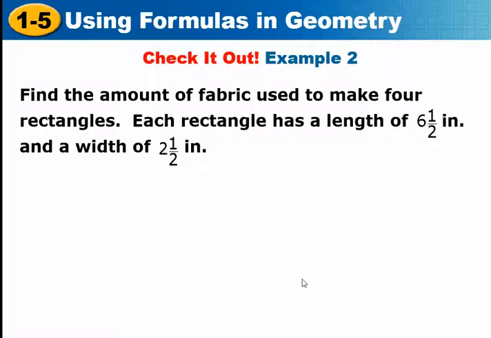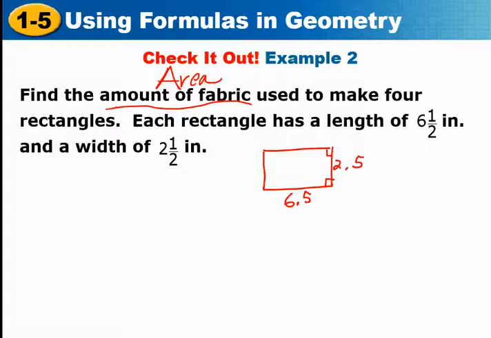Here's another example. This time we're using rectangles to make our quilt. Or maybe it's not a quilt, it's just fabric again though. And there's going to be 4 of them, but they're all the same. Each rectangle has a length of 6.5 and a width of 2.5. So note how I drew a sketch right away. That's going to help me keep this straight. If they're looking for amount of fabric, they're looking for area.